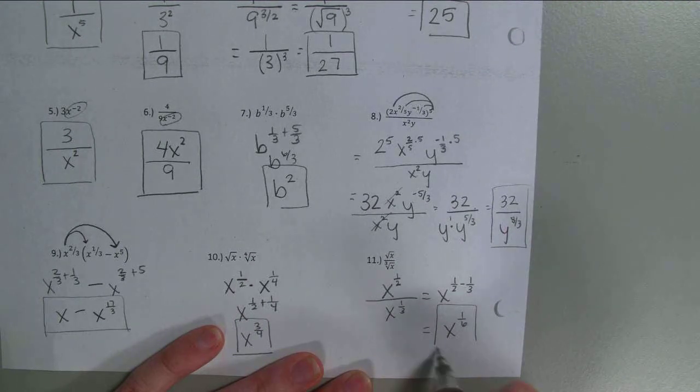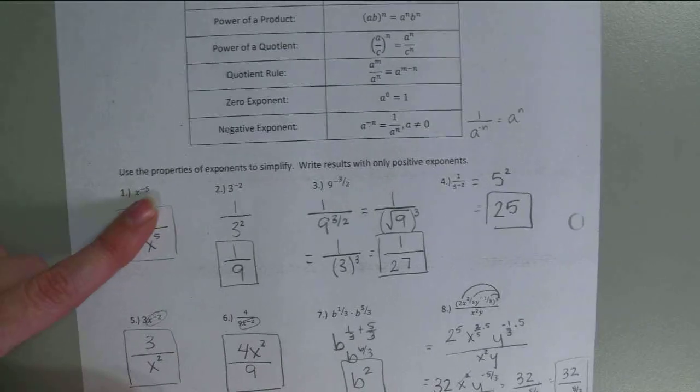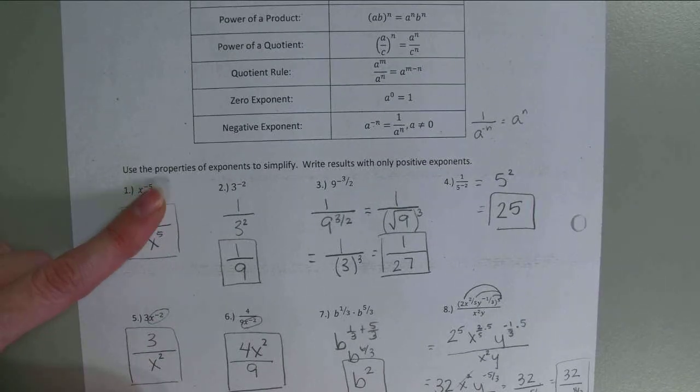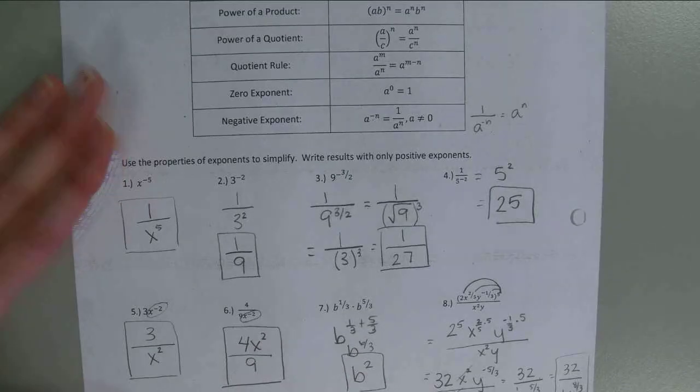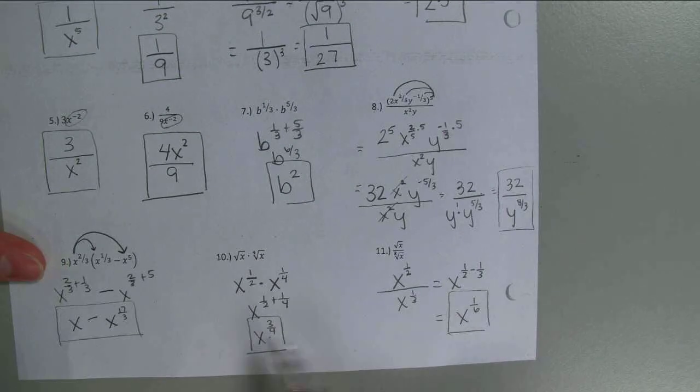And how do I know to stop there and not go back to a radical? It's because over here it says use the properties of exponents to simplify. Write your results with positive exponents. So it's hinting to you that it wants positive exponents. So we're okay to leave him as a 3/4 and him as the 1/6 power there.